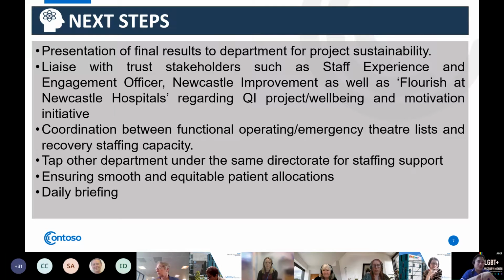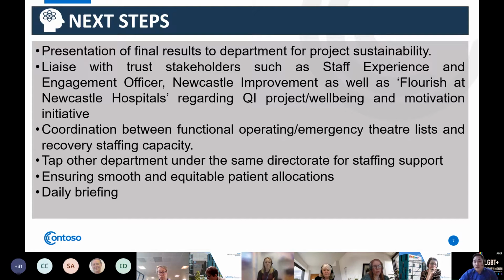One of the important ones was coordination between functional operating emergency theater lists according to recovery staffing capacity. So they tailored the theater list according to the operational capacity of the recovery. They also managed to tap other departments under the same directorate for staffing support. We've been sent to ITU for staffing support, so I guess it's fair to say that now is the perfect time to return the favor, since we were overwhelmed.